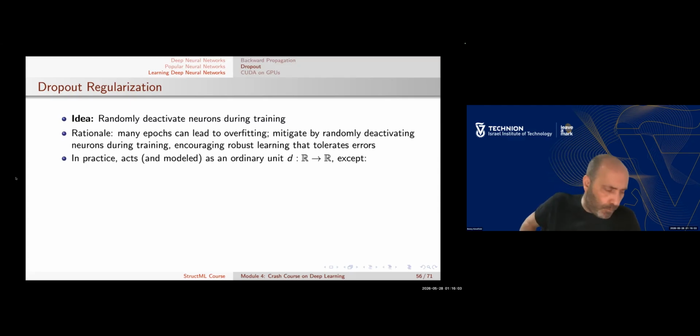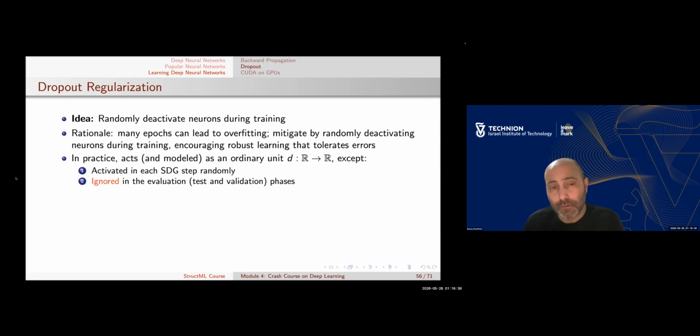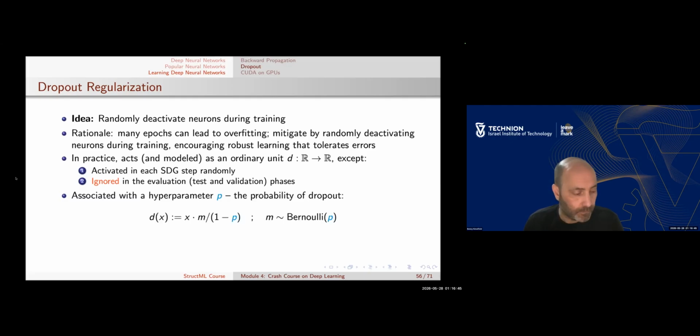Now when you apply it, in machine learning libraries, it looks just like an ordinary unit activation. What is special about it is that it is activated in the gradient descent part or in the gradient computation randomly, not deterministically. But this happens only in the training. It is actually ignored in the evaluation, in the test and validation phases.